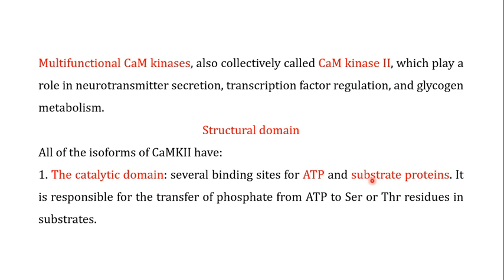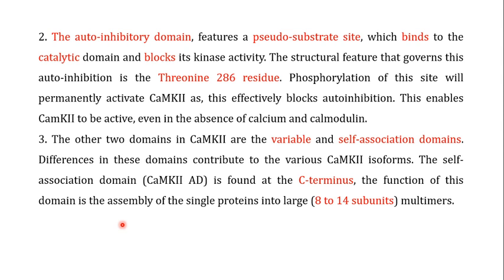So the CaM Kinase-II has this catalytic domain with a binding site for ATP and the substrate protein, and this catalytic domain is responsible for the transfer of a phosphate group from ATP to the serine or threonine residues in its substrate. The second important component of the CaM Kinase-II is the autoinhibitory domain, and its function is very similar to the function of the pseudosubstrate that we just discussed in the Protein Kinase C. This autoinhibitory domain functions as a pseudo-substrate site which binds to the catalytic domain. When it binds to the catalytic domain, the kinase activity of the catalytic domain is blocked.